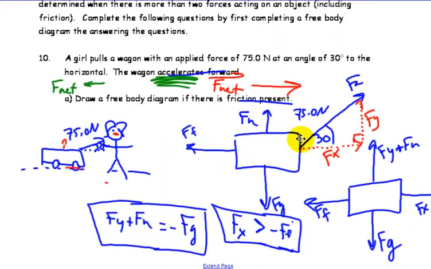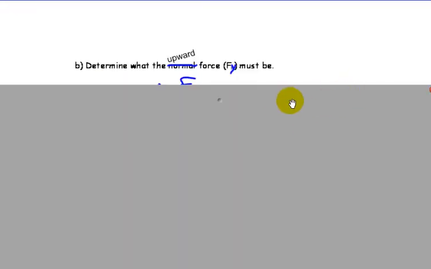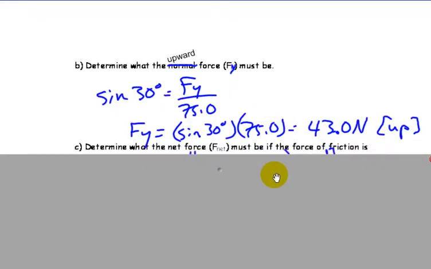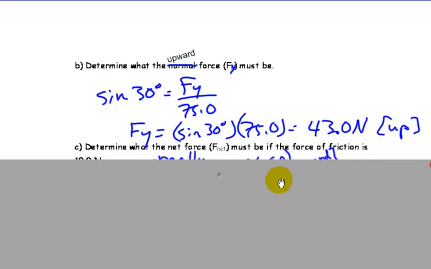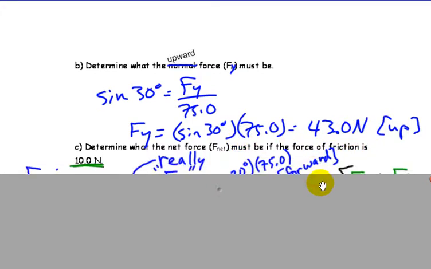Now, instead of normal force, just change this to upward force. Determine what the upward force Fy must be. Of course, that is the opposite side. Opposite of 30, hypotenuse is 75, so you can see we have good old trig here again. Sine of 30 equals Fy over 75, so we get 43.0 newtons up.